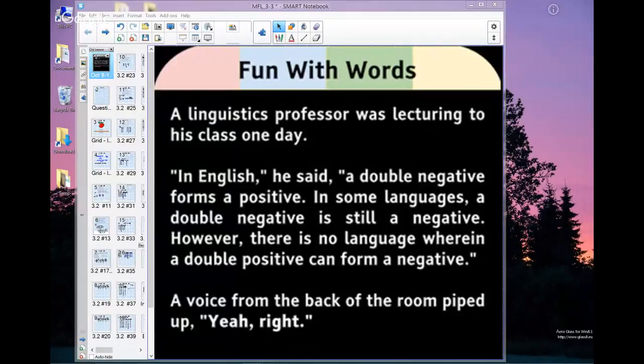You know how kids, when they're using poor English, use double negatives like, "I ain't got no cookies," which of course means he's got some. But so see, this professor says, "Hey, there's no language where a double negative actually means a positive." And I love this comment from the back of the room: "Yeah, right." Actually, that slang term that we all use really is a double positive that actually means a negative. So it's kind of ironic.